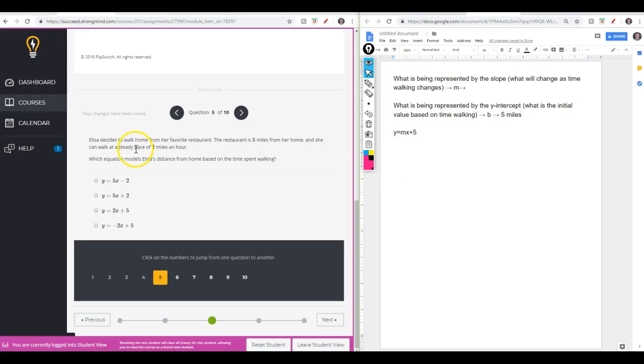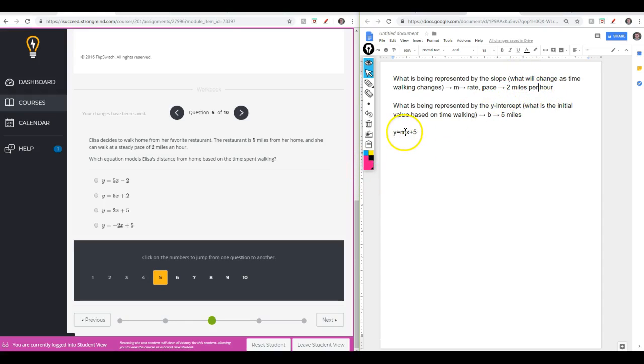So now she can walk at a steady pace. Alright, so here's the key word: rate, pace. Those are key words for slope because slope is representing a change. So anytime you see pace or rate, that's a good indicator that the word following is going to be the slope. So she can walk 2 miles an hour. So that's going to be 2 miles per hour. So per or an is giving you a rate. That's another good indicator that that's a slope, if you see the word per.